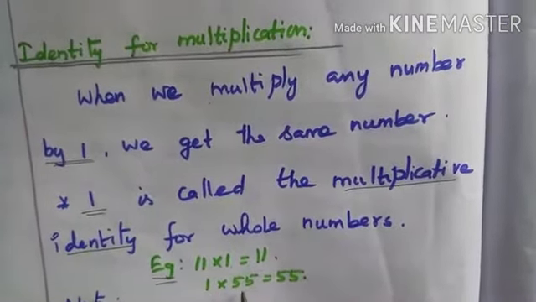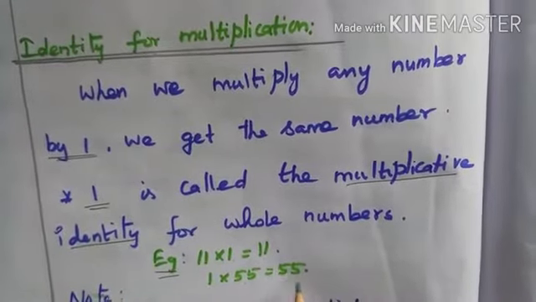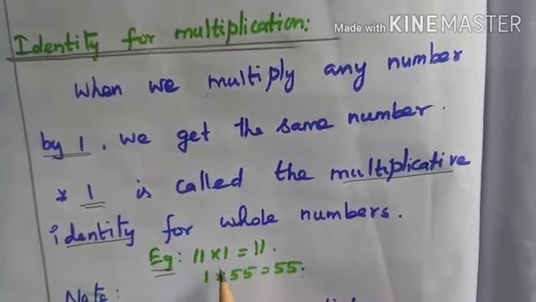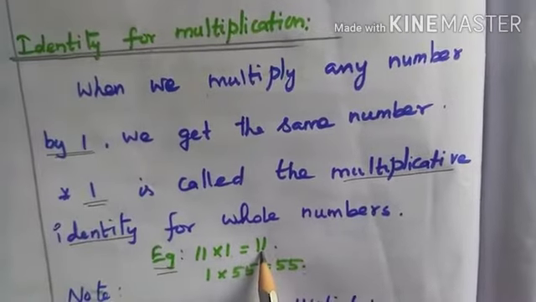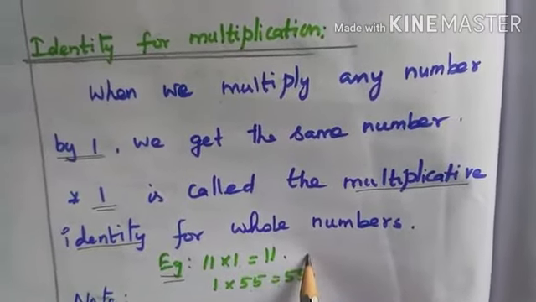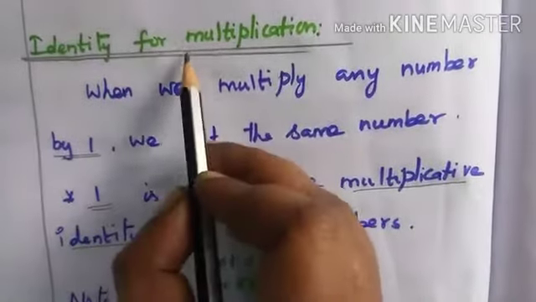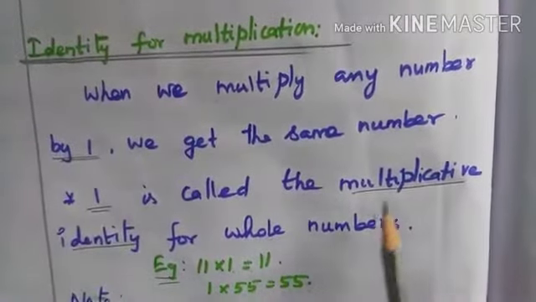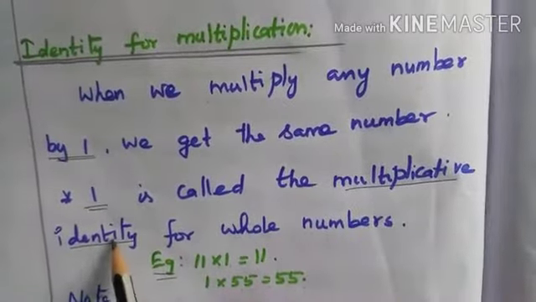11 into 1 equal to what? 55. So here, if a question asks 11 into 1 equal to 11, mention the property. If it is asked, what do we have to write? Identity for multiplication, or you can write multiplicative identity.